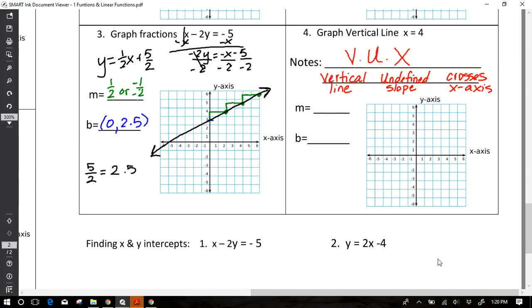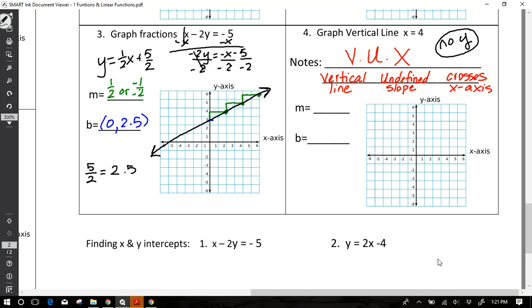Now we're ready to talk about example number 4 here, which is graphing the equation x equals 4. If I look at this equation, the first thing that I notice is that there is no y variable, and that's very important. That helps us to identify these vertical lines.